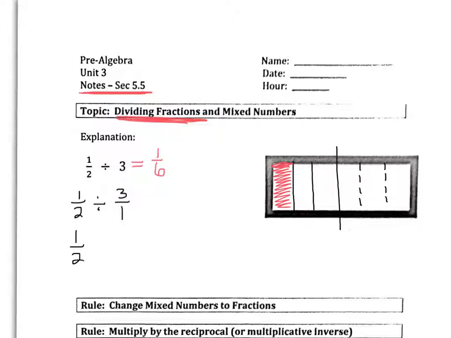1/2, we're going to change the division to multiplication, and we're going to take this second fraction and flip it, which is called the reciprocal, or multiplicative inverse. We're going to flip it. So instead of 3/1, it'll be 1/3. And now you just multiply straight across, top times top, bottom times bottom, and you will get 1/6, just like we said.